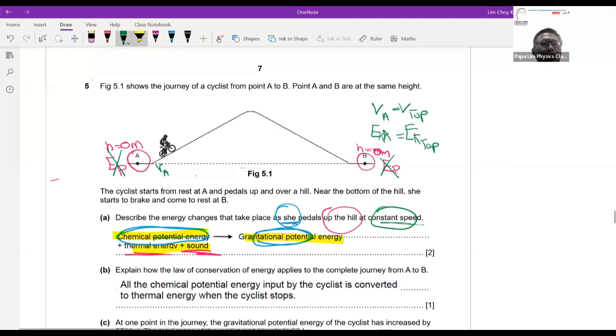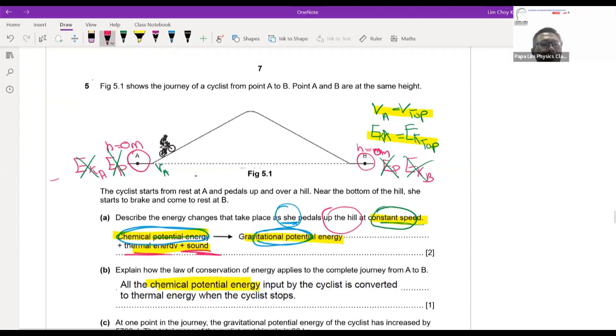Similarly, the question did mention that it's always traveling at constant speed, which is what we deduced at part A. In this case, we also know that the kinetic energy at A and at B is the same number, which means no energy has been converted to kinetic energy because it always remains at the same speed. But one thing for sure is that the cyclist definitely uses energy from his chemical potential, from his stored energy in the body. So there is definitely input.